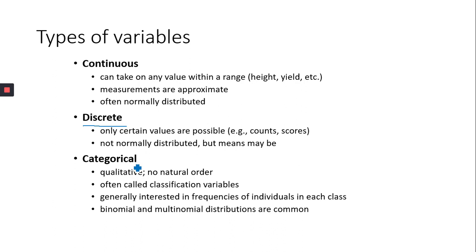Then we've got categorical, which can be qualitative, with no natural order. For example, we can say religion, where we can have the Muslims, Christians, those who follow the African traditional religion and so forth. Those are categorical. They have no natural order whatsoever.